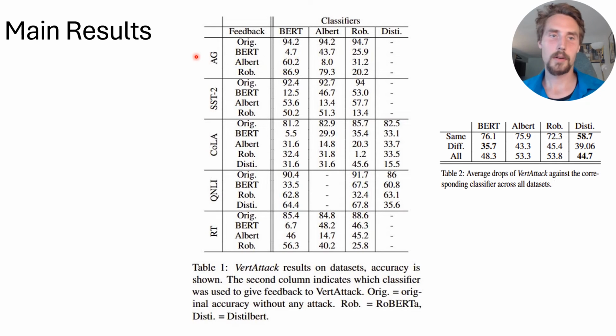Here are our main results, which we can see in this table here. We see the different datasets mentioned before, the classifiers used for feedback here for how the attack would choose which words to modify, and then the actual resulting classifiers. And so we look at both when the classifier is the same as the one that we use for feedback, as well as instances where it's different.